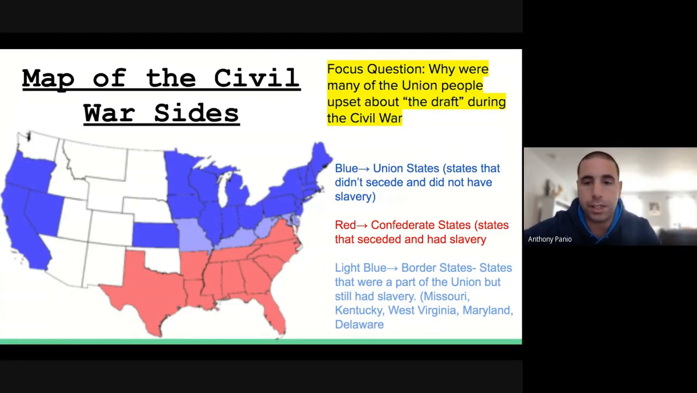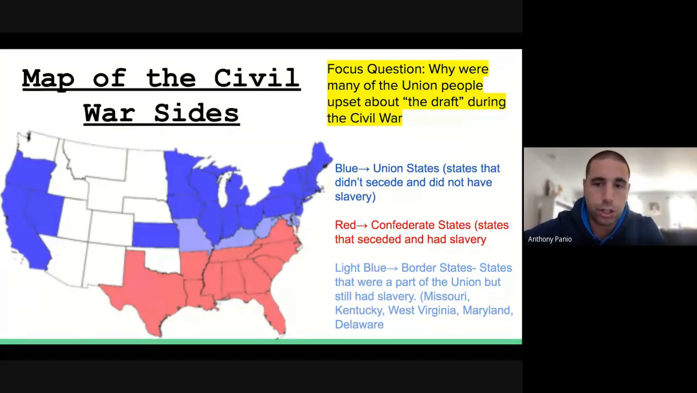All right, obviously in red, all the southern states here, these are Confederate states that seceded and had slavery. They had their own country, they had their own constitution, as you saw. Jefferson Davis was their president, they had their own generals, they had their own everything. All right, and they are located in red.